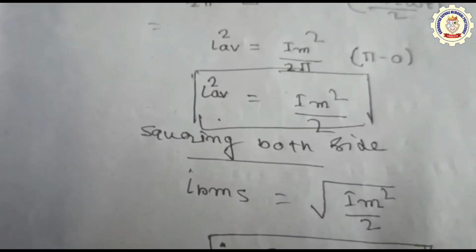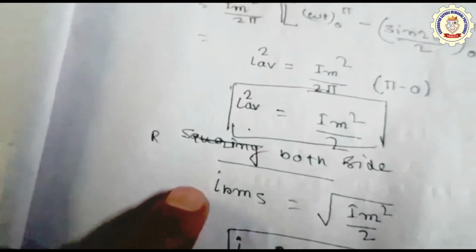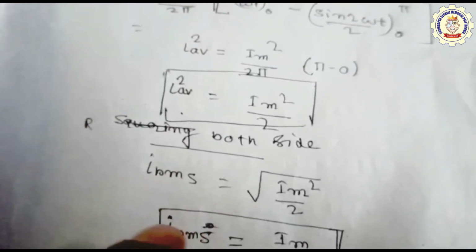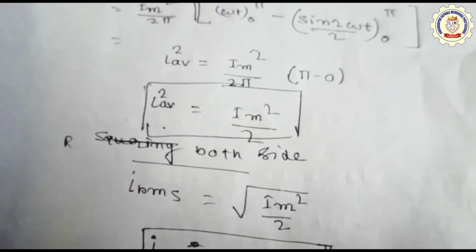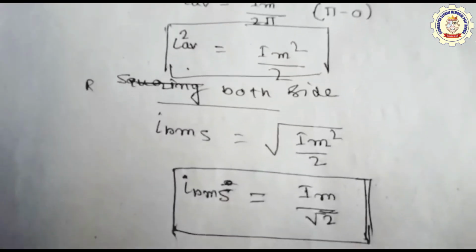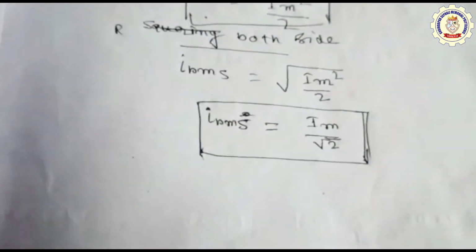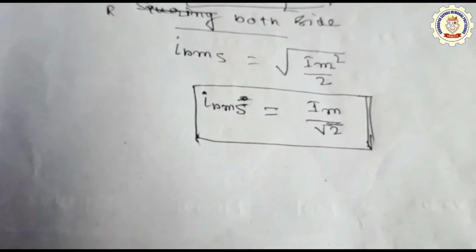So i average squared equals Im squared by 2. Now taking the square root of both sides, we get the formula: IRMS equal to root over Im squared by 2. So it is our formula of IRMS.